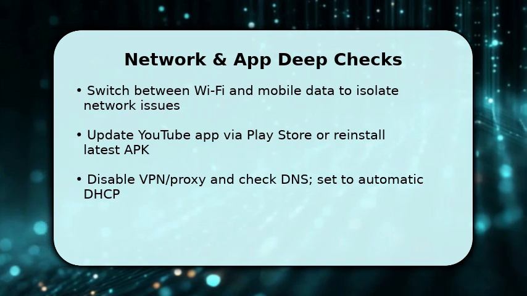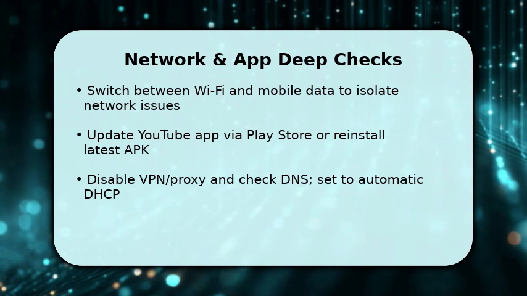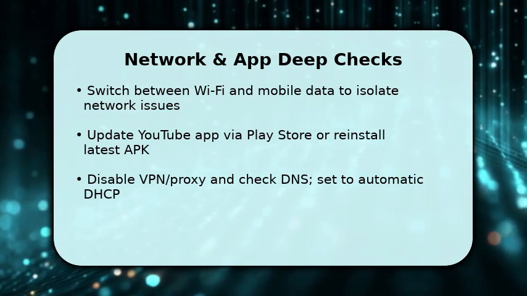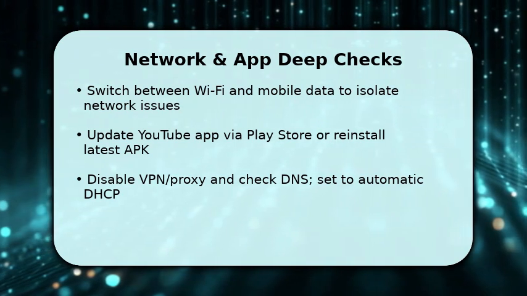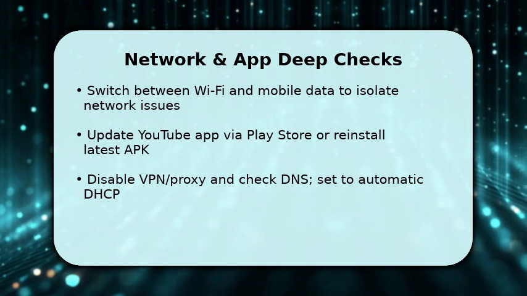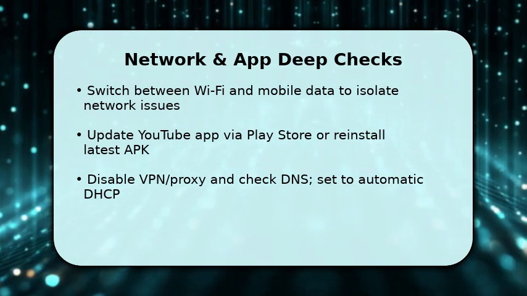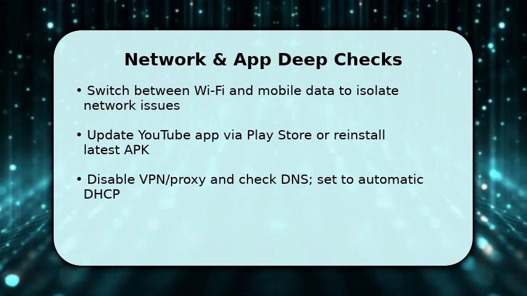Make sure YouTube and Google Play services are updated. If updates fail, uninstall and reinstall the app to replace corrupted binaries. Disable any VPN or proxy and ensure DNS is set to automatic. Custom DNS or VPNs can block video streams. Also check date/time accuracy, since SSL errors can stop playback.